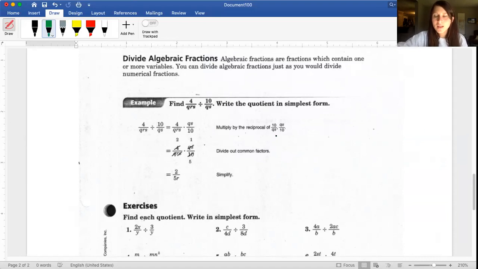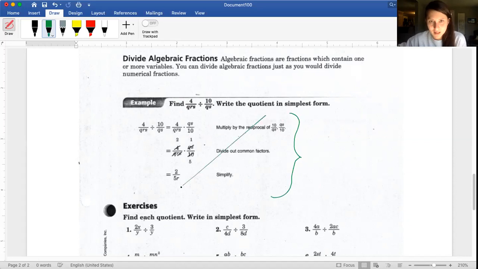But the nice thing is when we have variables, if we see repeating variables, they represent the same number. And so when we see that, we can cancel. So taking a look at this example, I'm just going to do it over here, as I'm doing it, okay? So find 4 over QRS divided by 10 over QS. So the first step we have to do is multiply by the inverse. So now we're going to put the denominator on top and the numerator on the bottom.